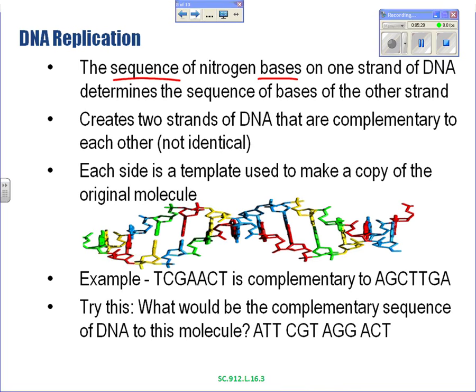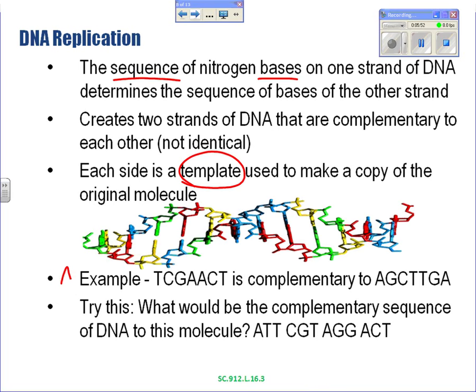So we said it's two-stranded, and one strand is copied. And it's because the strands are complementary, going back to our base pairing rule, A pairing with T and C pairing with G, that we get a new copy from the original. And that's what's called a template. So each side of the ladder is used as a template to make a copy of the original. And we're going to do a practice to illustrate that.